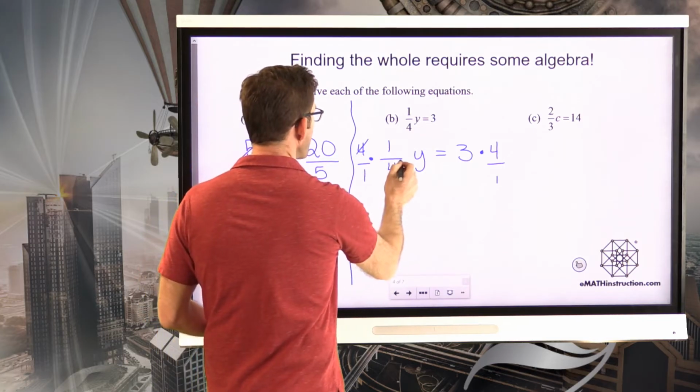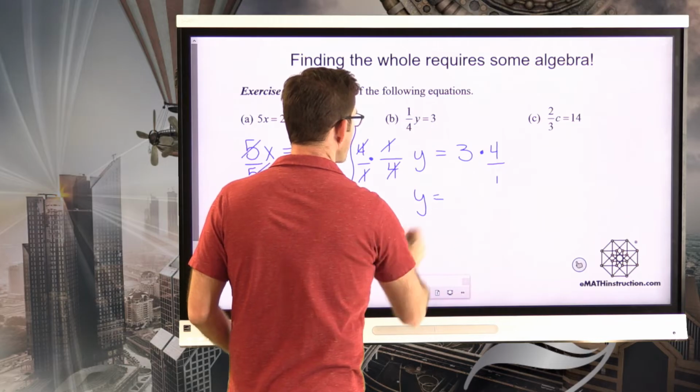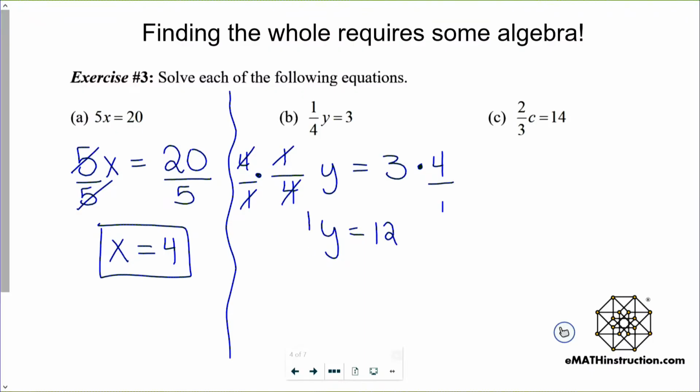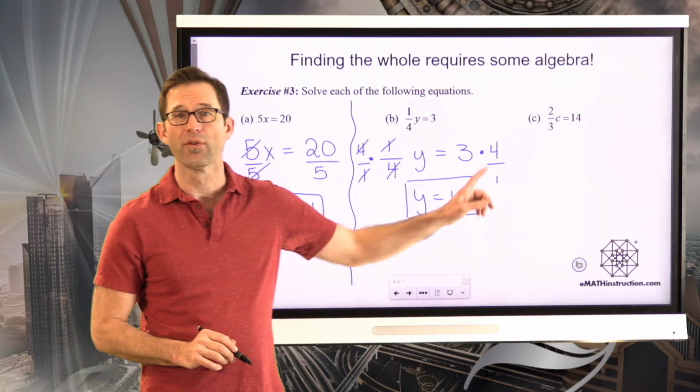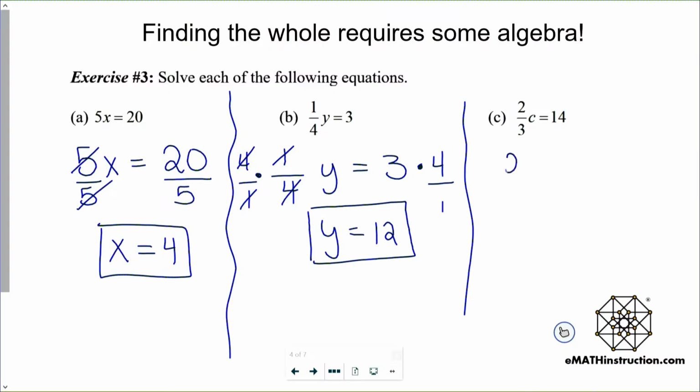If we multiply by the reciprocal, then all these things cancel and we're just left with a y. Here, of course, we just have 3 times 4. We don't have to worry about the over 1 business, and we get 12. It is particularly helpful in a situation like this, right? So if we have 2/3 times c is equal to 14, then it's really nice to be able to just simply multiply both sides by 3/2.